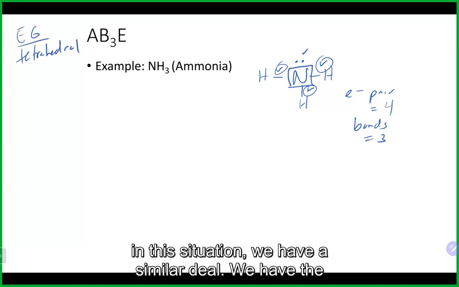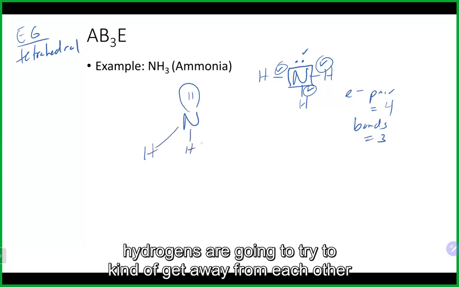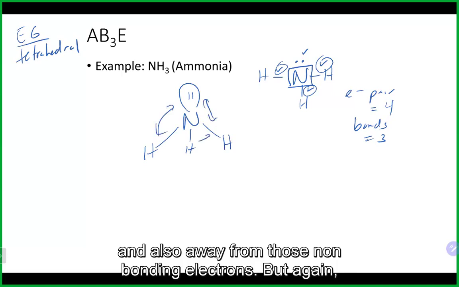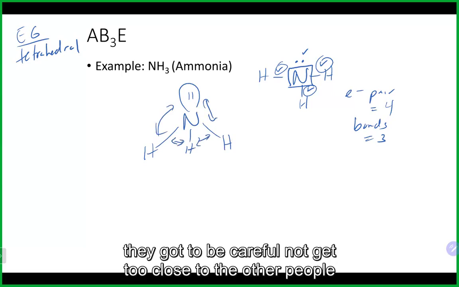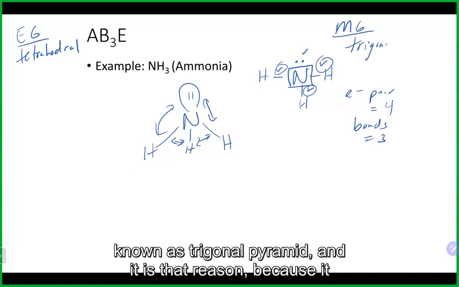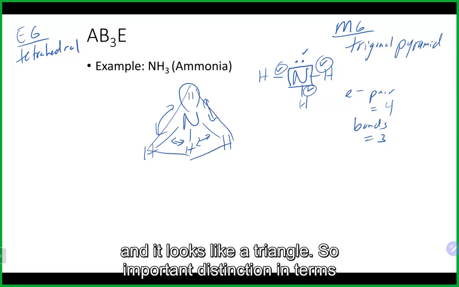And again, in this situation, we have a similar deal. We have the nitrogen that has those non-bonding electrons. And now those hydrogens are going to try to get away from each other and also away from those non-bonding electrons. But again, they have to be careful not to get too close to the other people here. And we end up with a molecular geometry which is known as trigonal pyramid. It is named that because it makes a pyramidal shape, and it looks like a triangle.